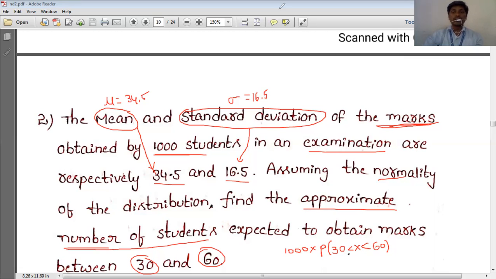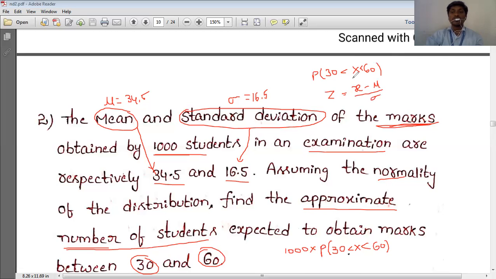Now first we are going to calculate P of 30 less than x less than 60. They already mentioned this distribution is normal, so for that we are using the normal distribution. For change of scale we apply and calculate Z is equal to x minus mu by sigma. These are the values we require for calculating that.